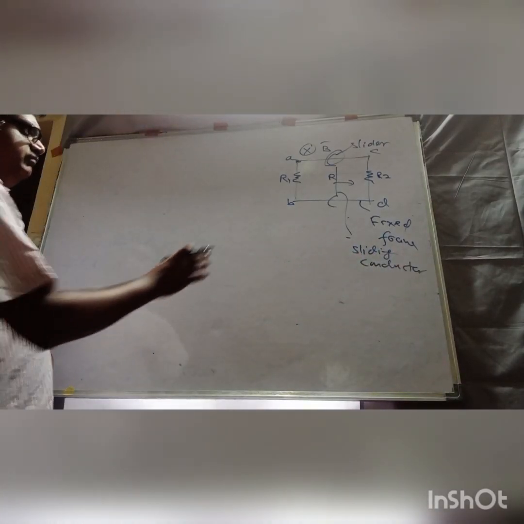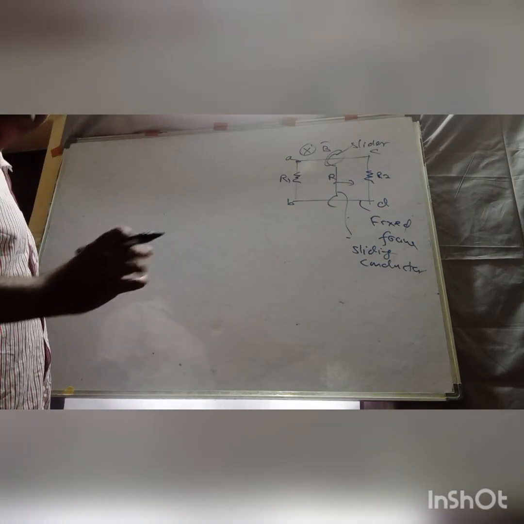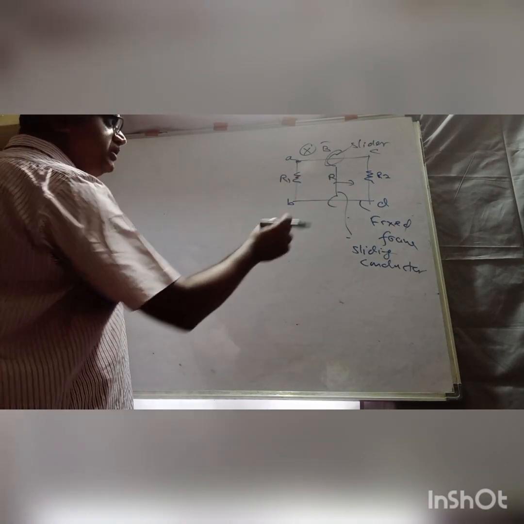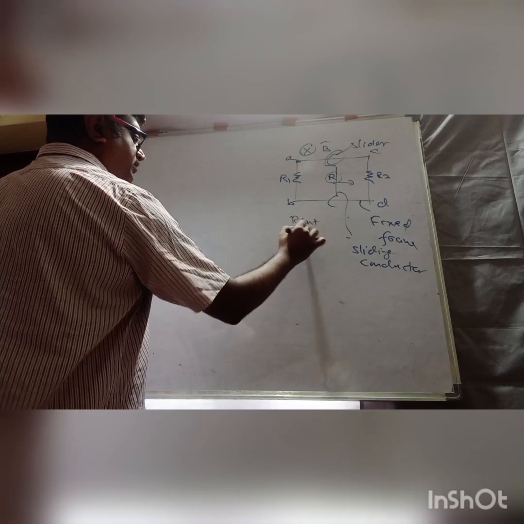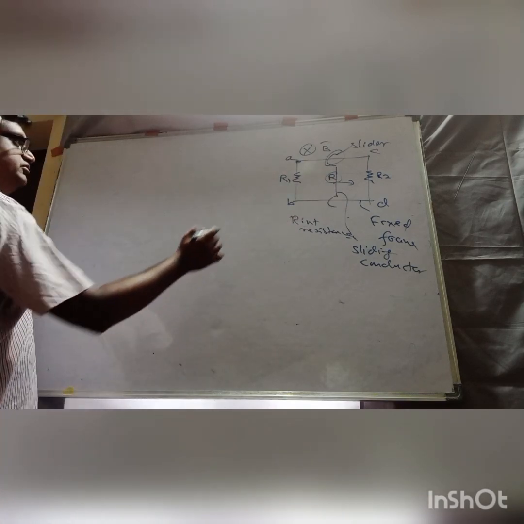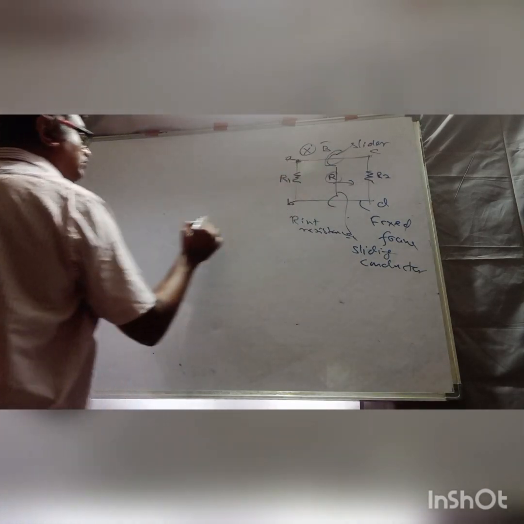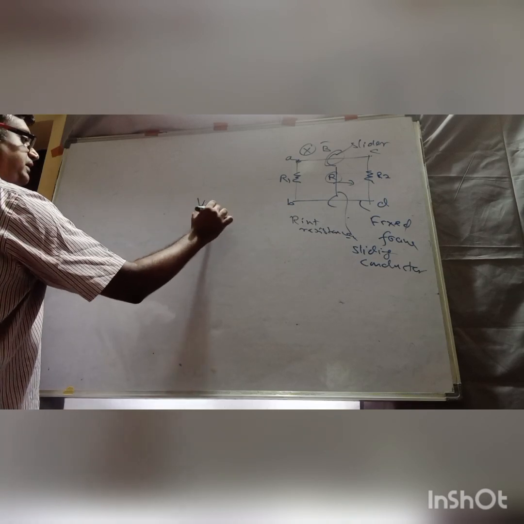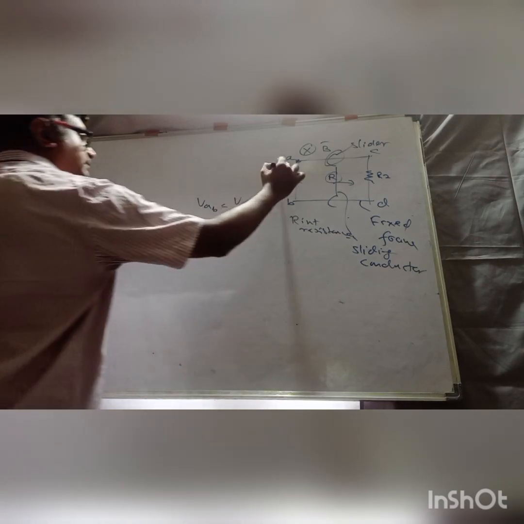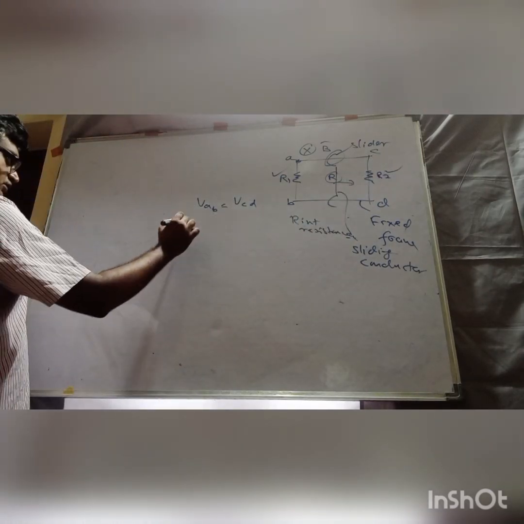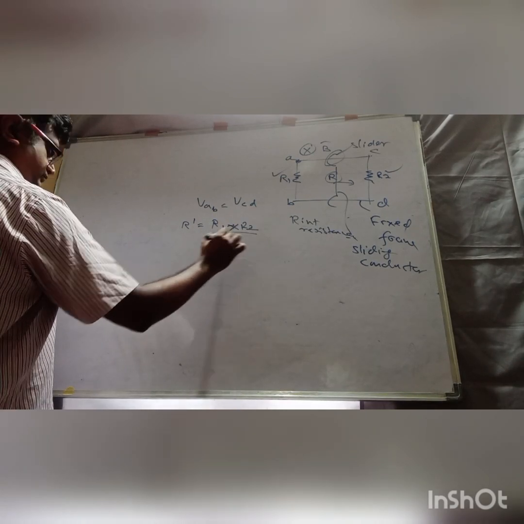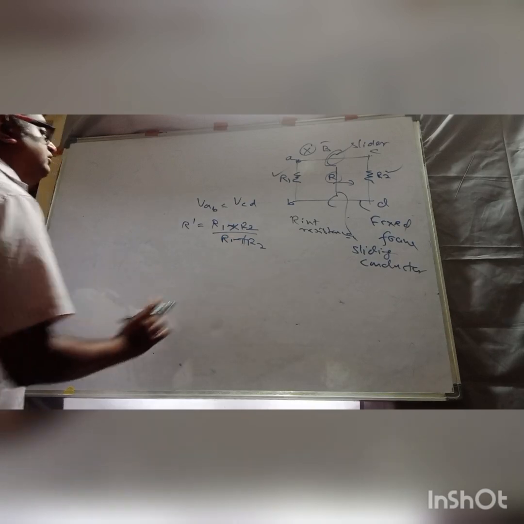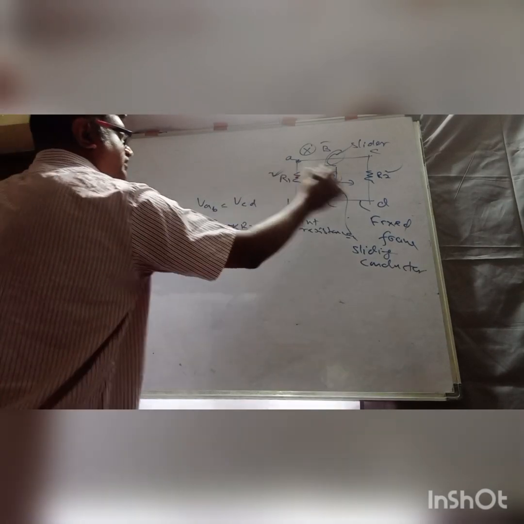So what happens is, when there is a movement, due to the concept of motional EMF, some induced EMF will come into the conductor. This R is the internal resistance. Initially, this is the fixed frame, so we can write VAB is equal to VCD. These two resistors are parallel, so the effective resistance will be R dash is equal to R1 R2 by R1 plus R2. That is about this and this put together.